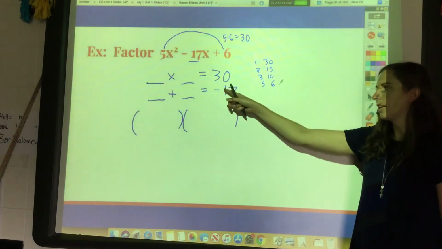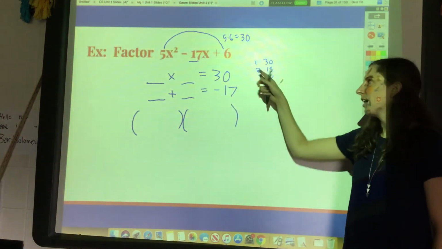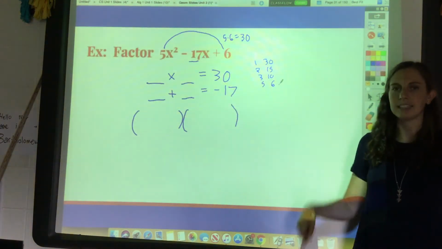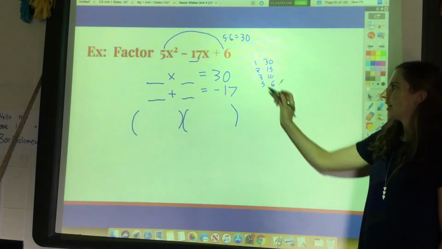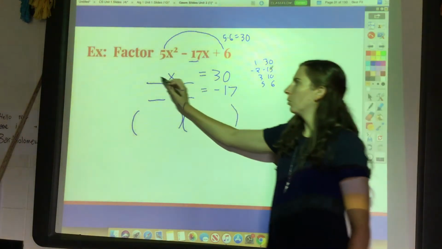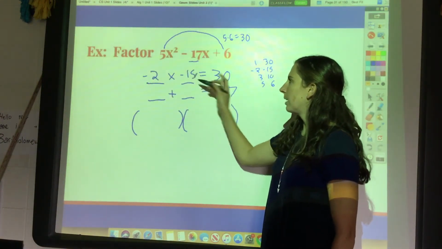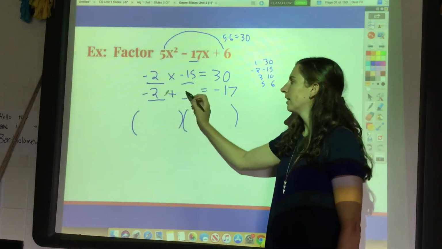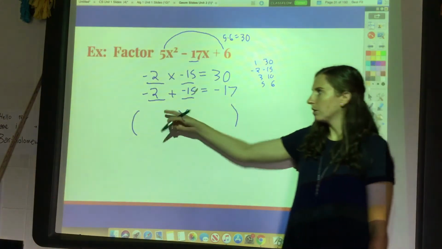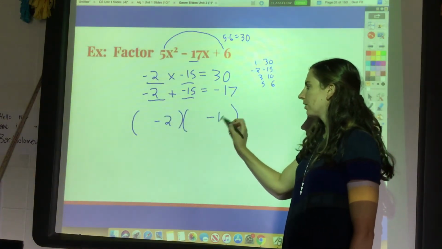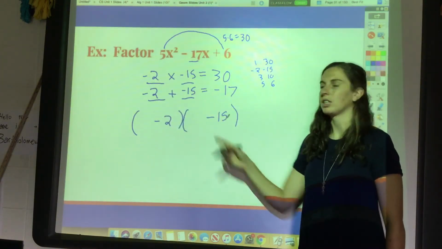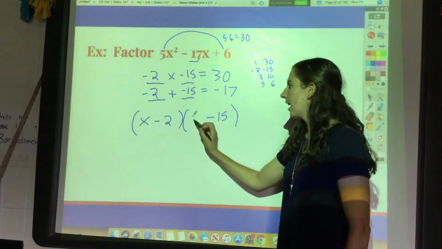If I'm going to add to a negative, but multiply to a positive, they're going to have to both be negative. So if I played around with some negatives, could I add any of these and get negative 17? The answer would be this one. Negative 2 and negative 15 would multiply to give me 30 and add to give me negative 17. So I'm going to fill those into my factors, minus 2 and minus 15. Don't fill in these numbers. Sometimes people get confused. Fill in these two numbers that you just found, and x and x.